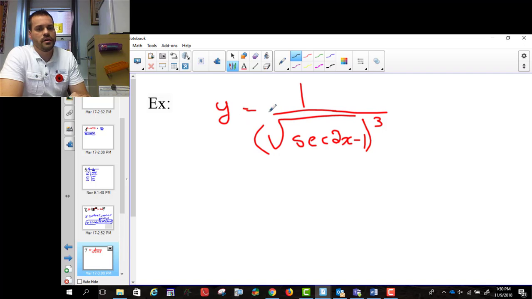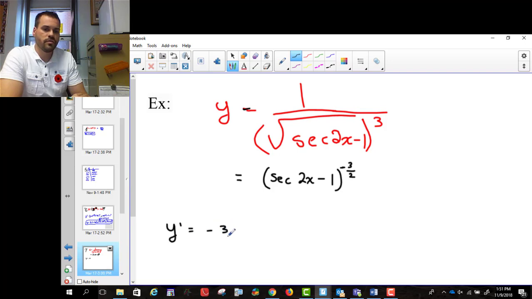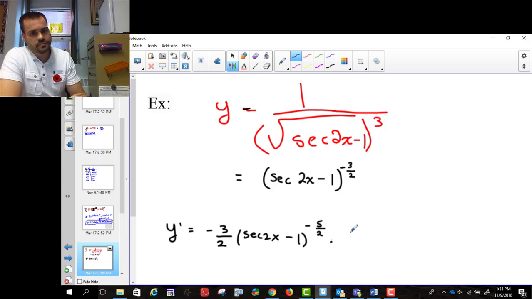So here's another one. I have y equals 1 over the square root of secant 2x minus 1, all cubed. Before I do anything with the derivative, I'm going to simplify it by writing this as 3 over 2, 3 here, half there, and then negative because it's in the denominator. So y prime is going to be minus 3 over 2. It's a power rule first. Secant 2x minus 1 raised to the minus 5 over 2 because I'm subtracting 1.